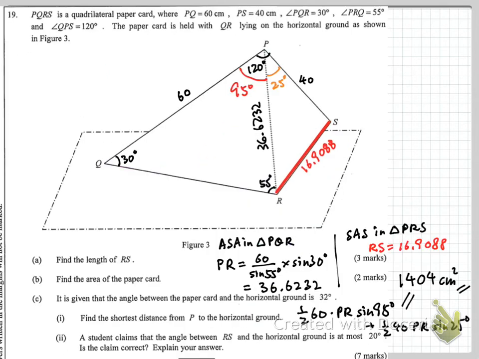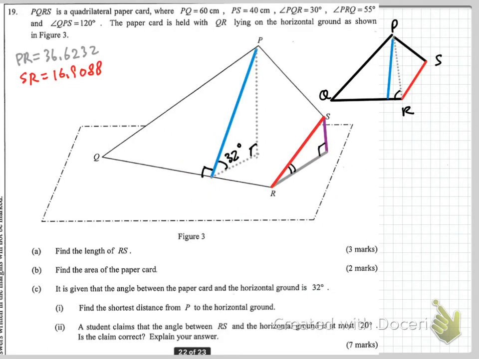We already know from the given that this is 55 degrees over here. So it is 55 degrees right here. So what is this orange one? For this orange one, you can use the triple S cosine formula. PS is 40, given. RS is the red line, we just did that, is 16.91, something like that. PR will be the gray line, 36.6232. We did that in part A. So we can use the triple S cosine formula to find this orange angle.